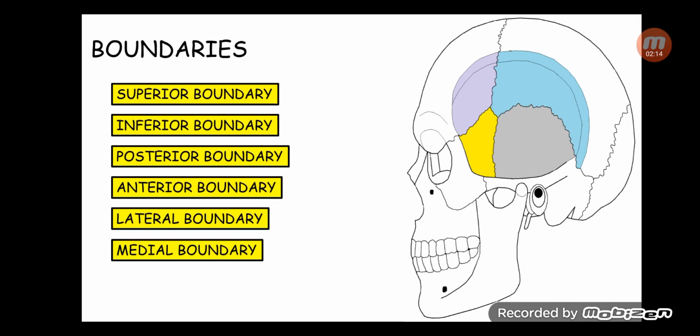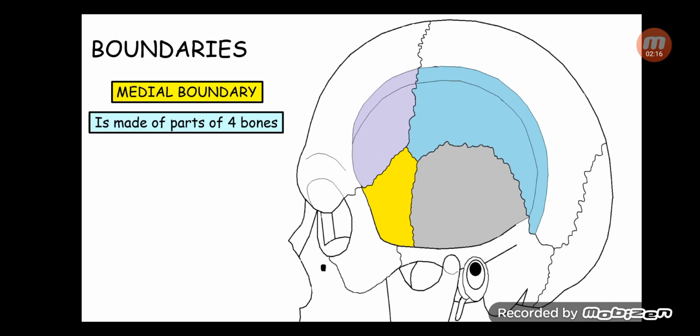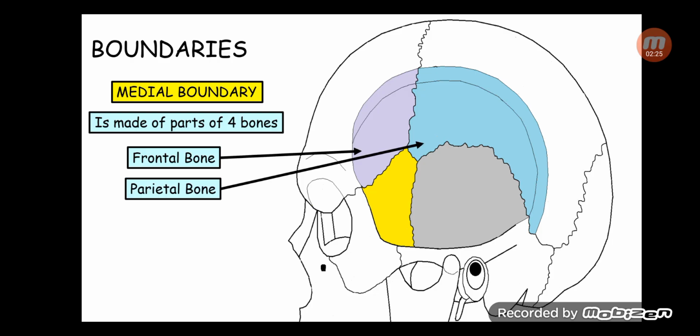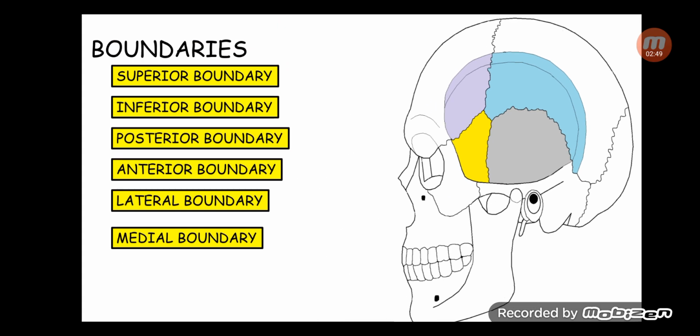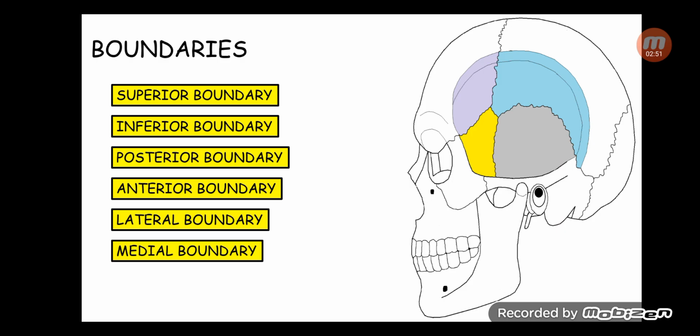Now we will talk about the medial boundary of the temporal fossa. The medial boundary is basically made up of four bones. The first bone contributing to the medial boundary is the frontal bone. The second is the parietal bone. The third is the sphenoid bone. And the fourth is the temporal bone. These four bones form the medial boundary of the temporal fossa. There is another important structure, the pterion, which is also present in the temporal fossa. So this was all about the boundaries of the temporal fossa.